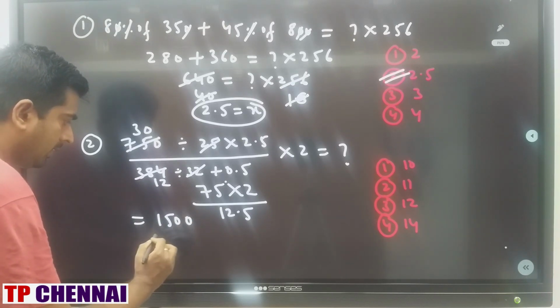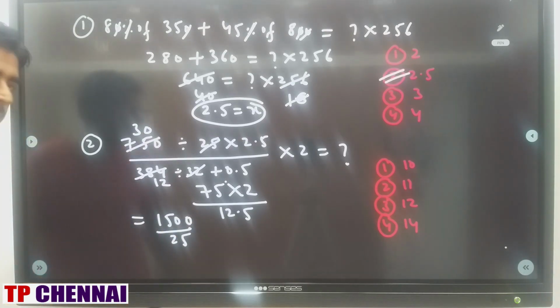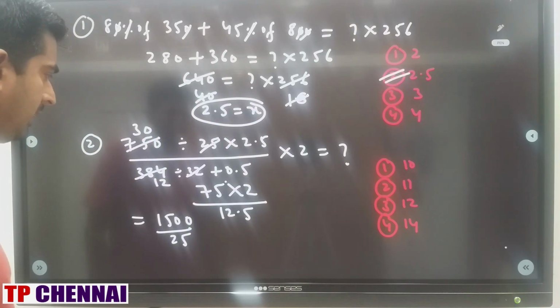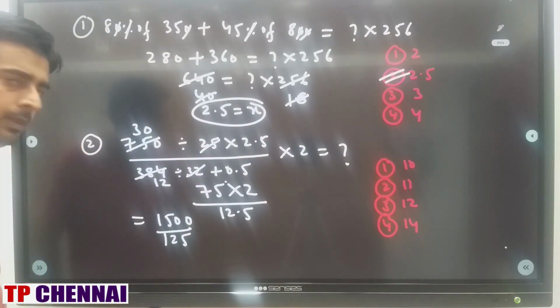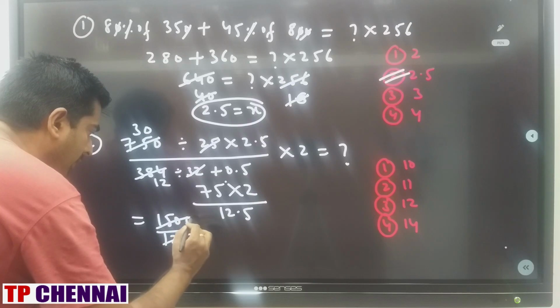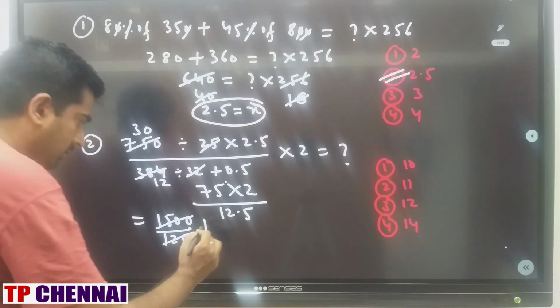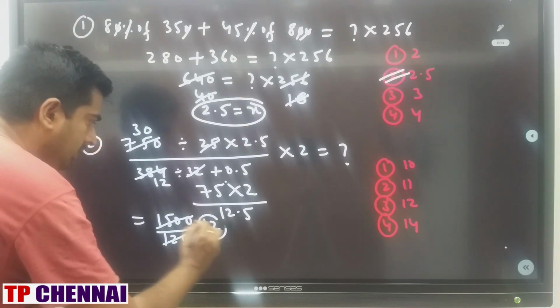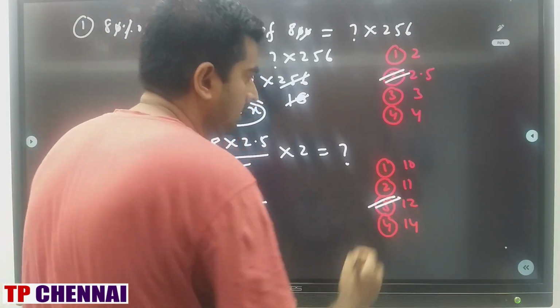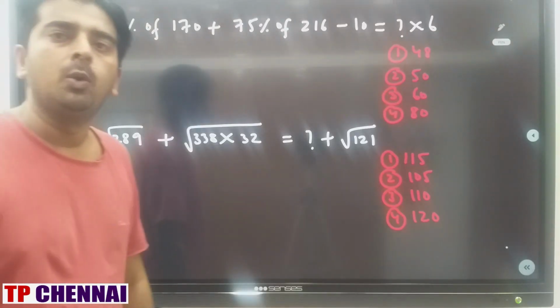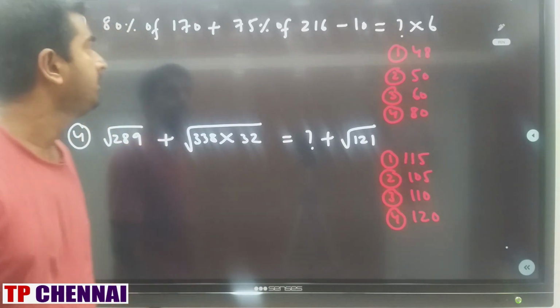Again, 150 divided by 12.5, so this is 125 will come. Right? So 125 ones are 125, twos are 250. So my answer is 12, which is third option. So I hope you are clear with the second question. Now we will see third one.